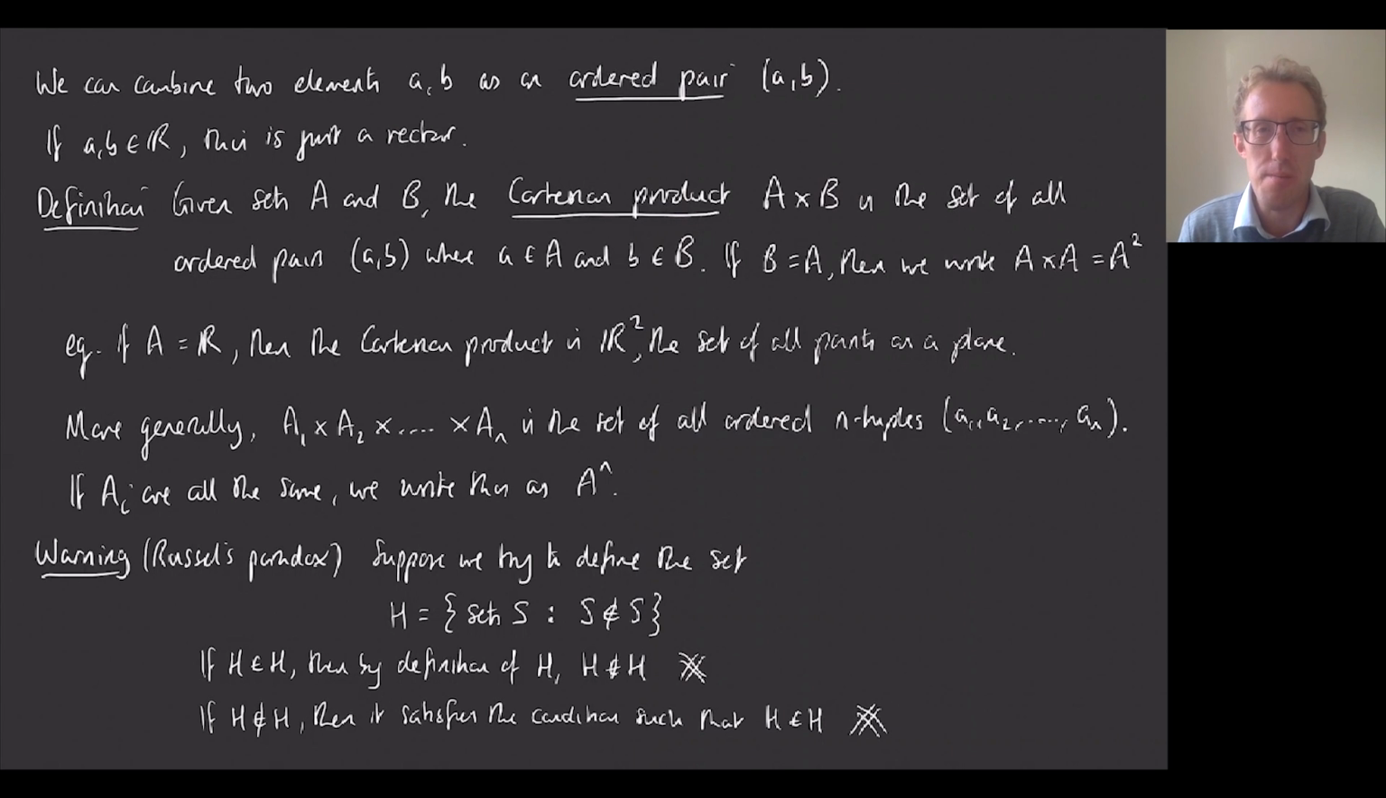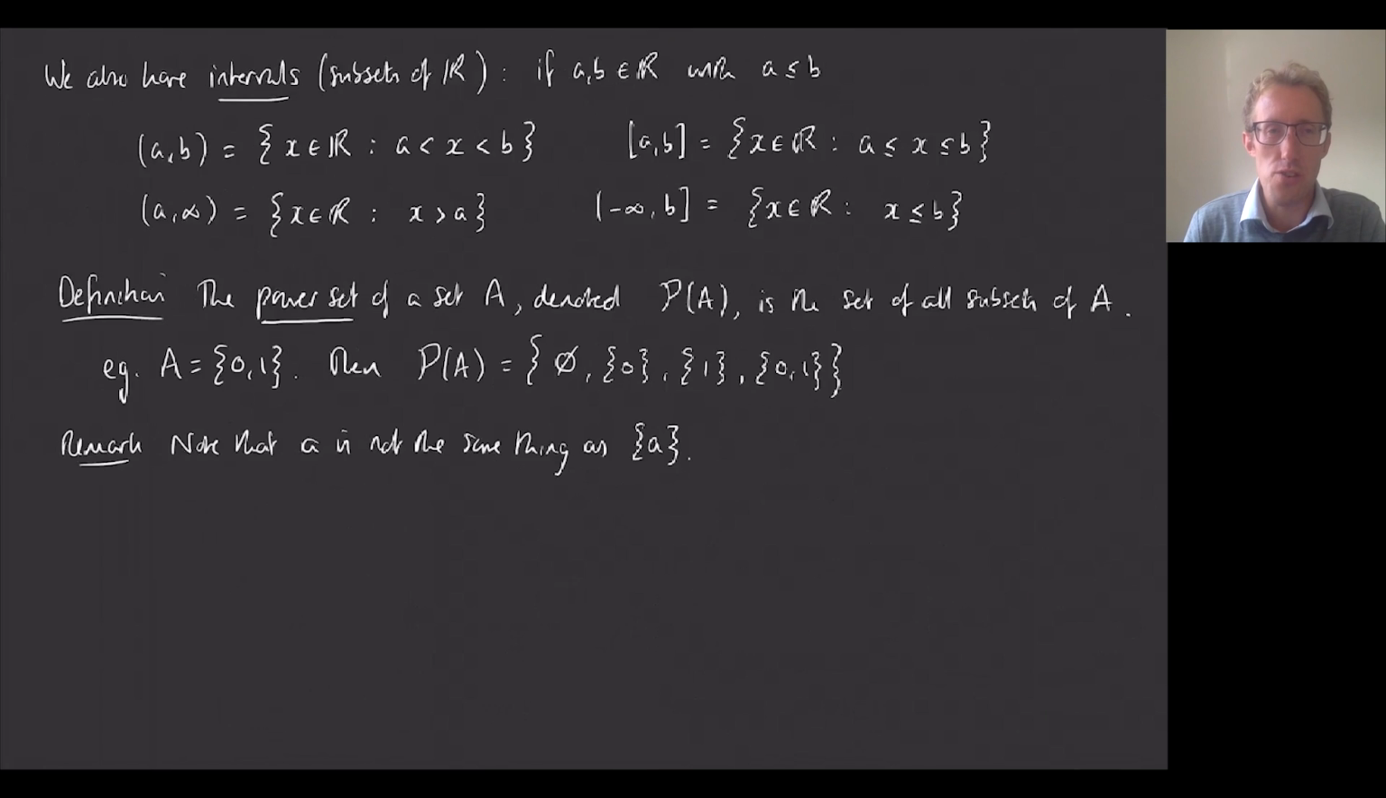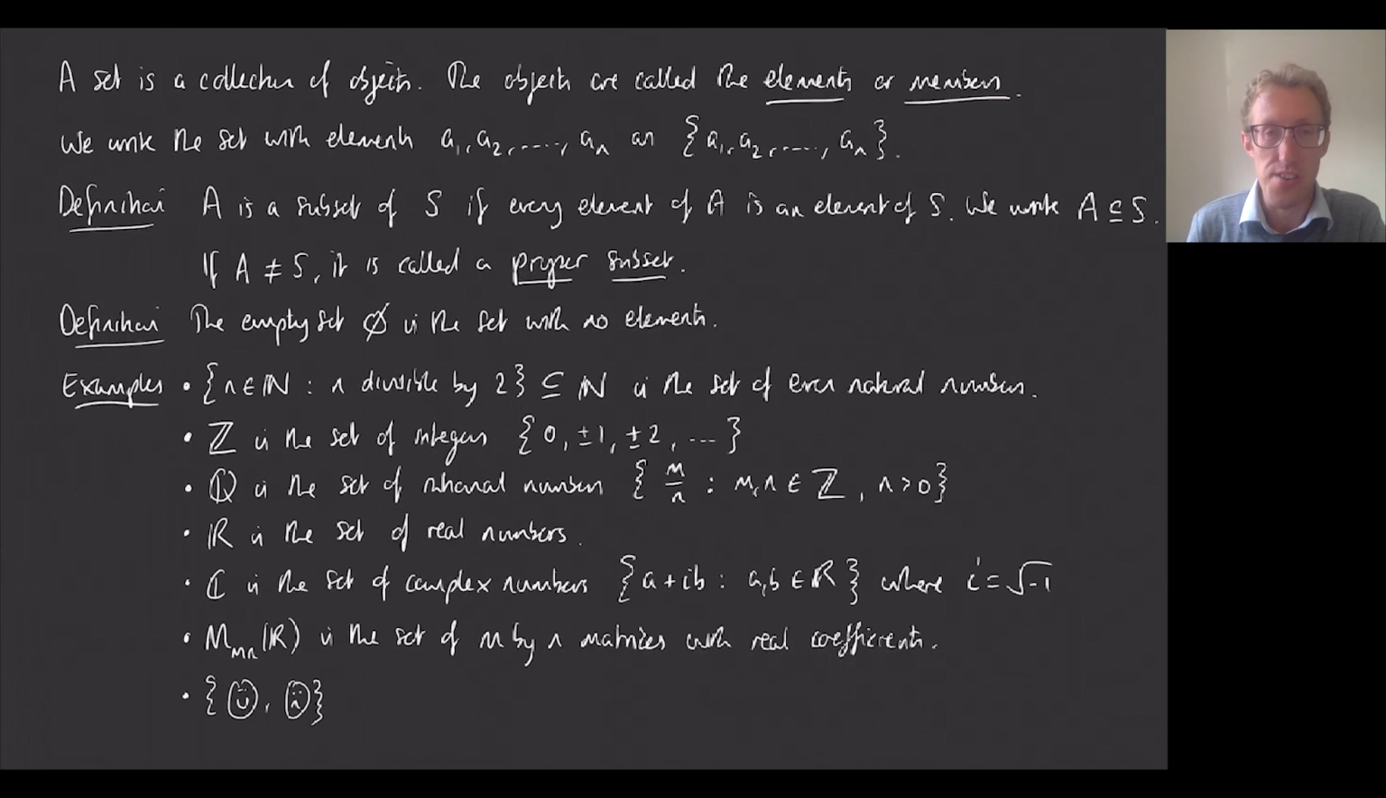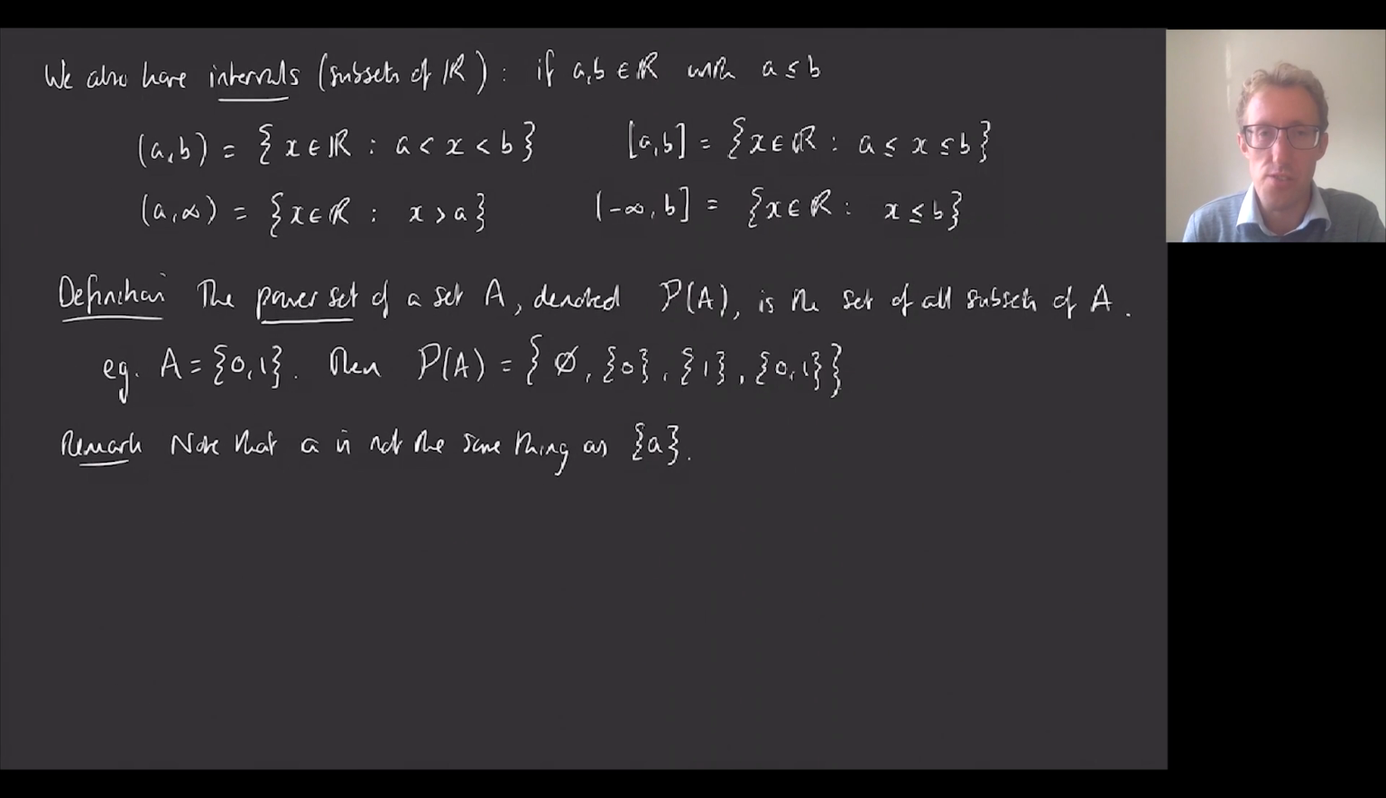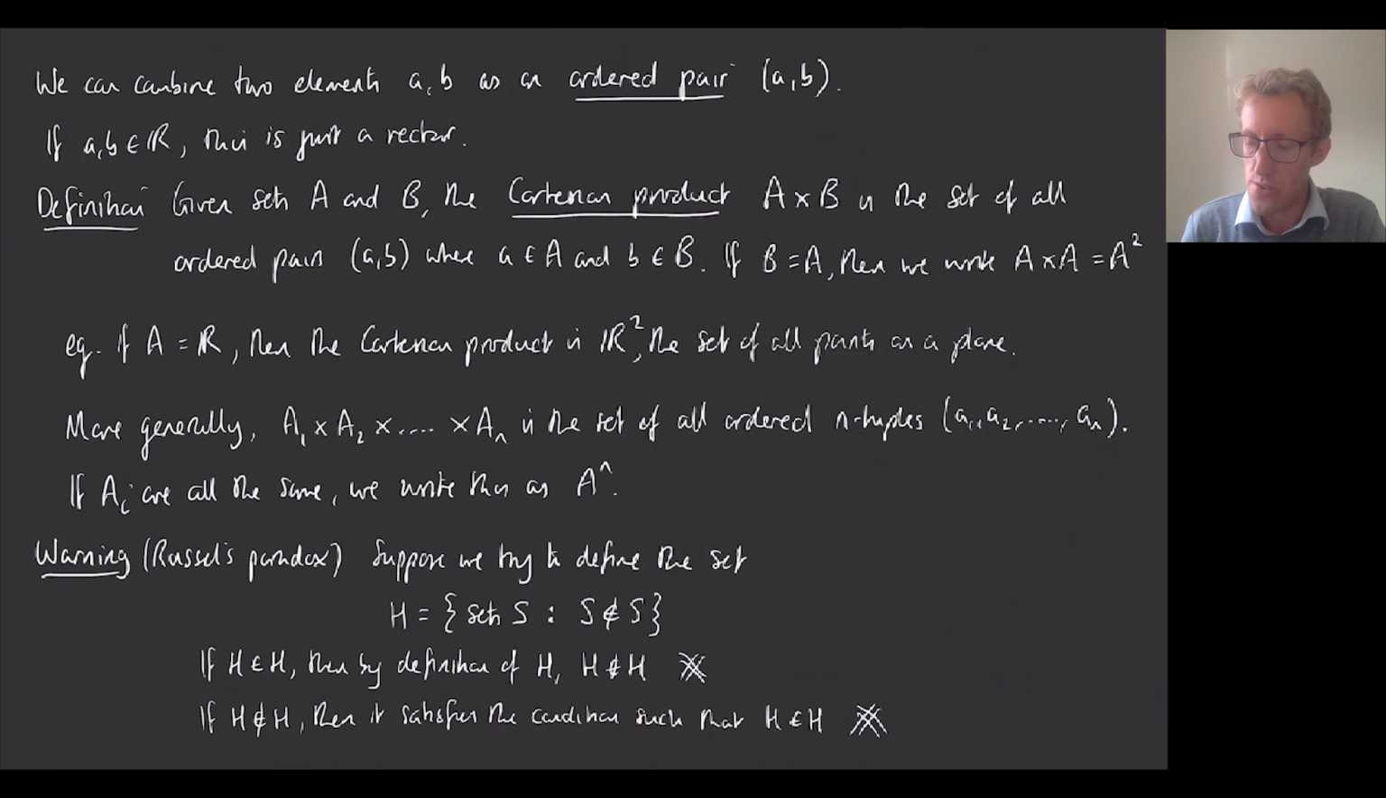Okay, so let me just try to summarize what we've done there. So we've talked a bit about what a set is, and we've seen various examples of sets. We've seen an example of intervals on the real line. We've defined the power set, and we've talked a bit about the notation. We've also seen how we can combine sets as a Cartesian product, and then we've had a bit of a warning about the fact that our definition is not perfect.